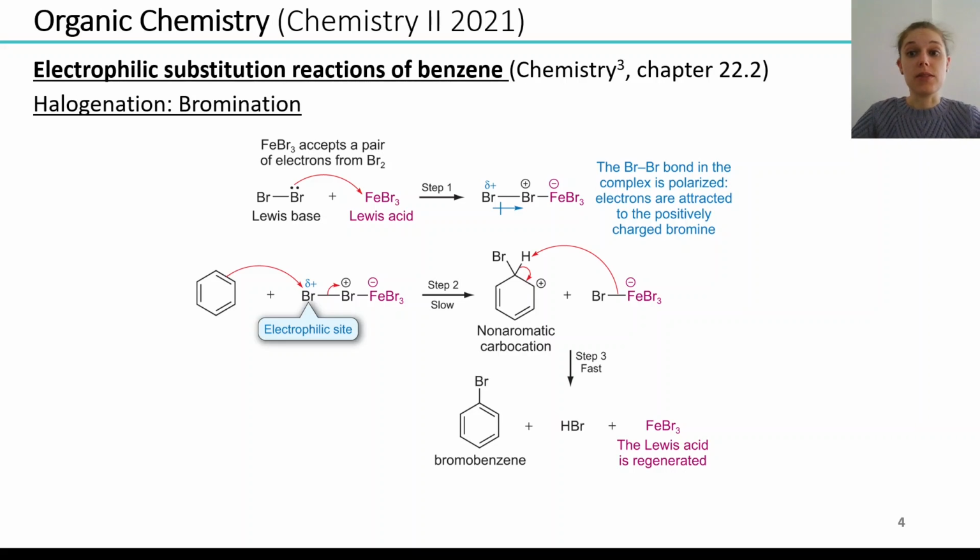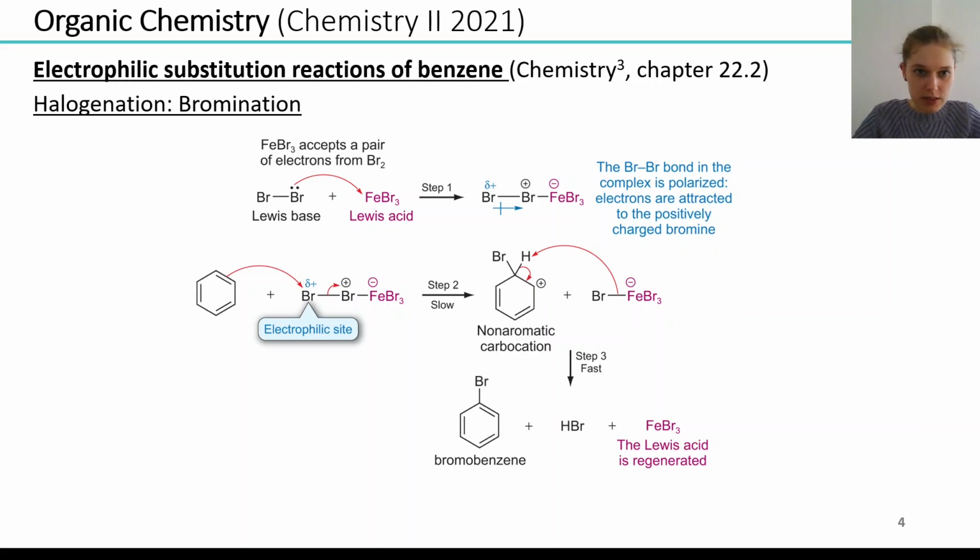Let's start now with the halogenation of benzene. Benzene can react with a halogen, and here we will start with the so-called bromination. The mechanism of the halogenation is a normal electrophilic substitution reaction mechanism, but we have to do an additional first step in which the halogen reacts with the Lewis acid in order to form a powerful electrophile.